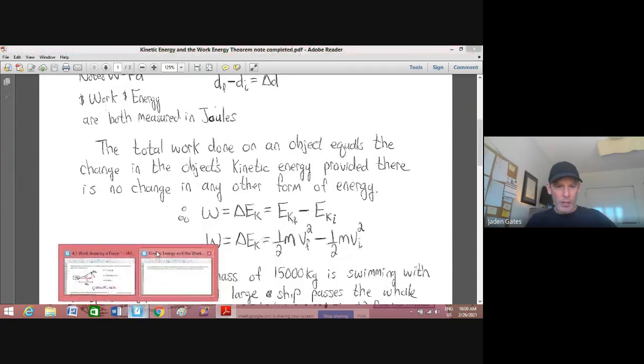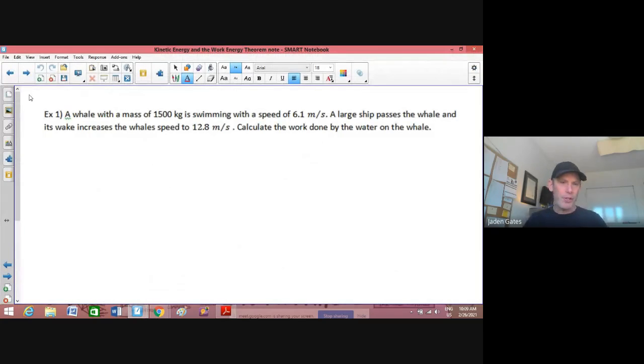So now we get to a couple of questions. A whale with a mass of 1,500 kilograms is swimming with a speed of 6.1 meters per second. A large ship passes the whale, and its wake increases the whale's speed to 12.8 meters per second. Calculate the work done by the water on the whale. So here we go. We are looking for work, the energy, which results in a change of kinetic energy.